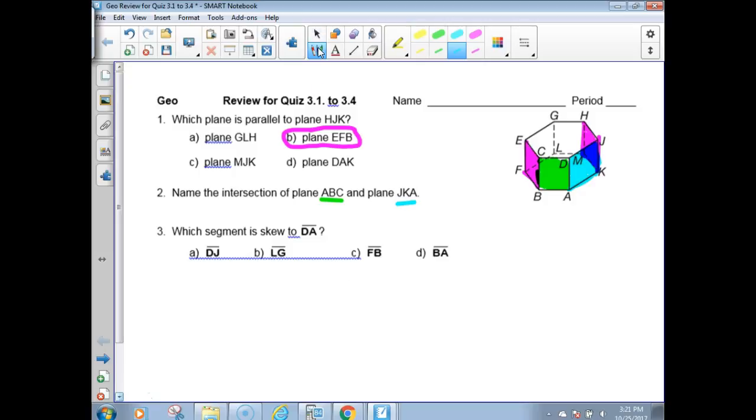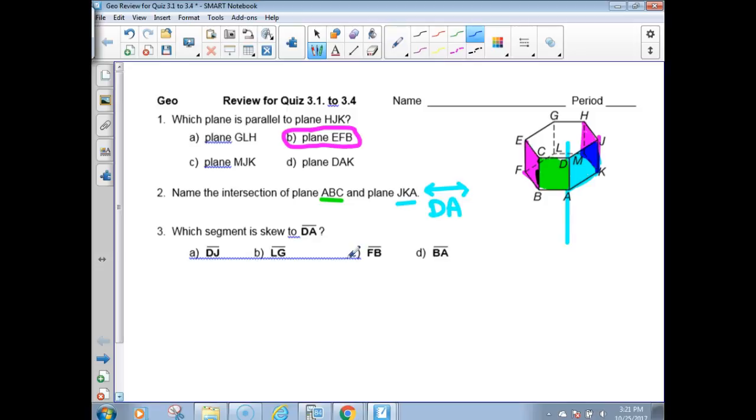And then we're not going to write just a segment, because we're thinking of a plane as extending on and on. The only way we can draw it, though, is to have it stop on the picture. So this would be where they intersect. So it's line AD or DA. Doesn't matter what order you write those letters.